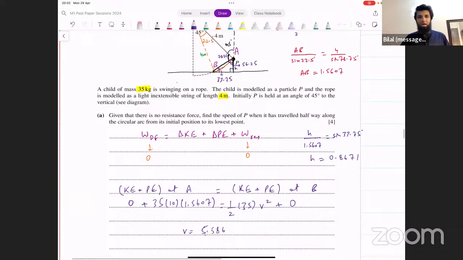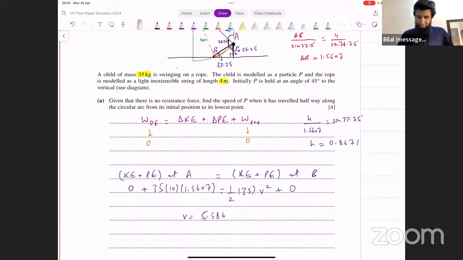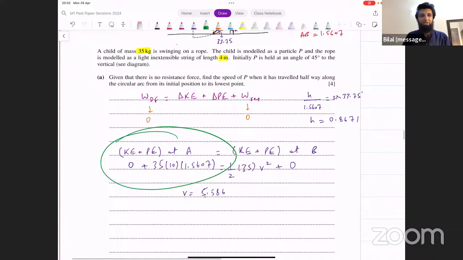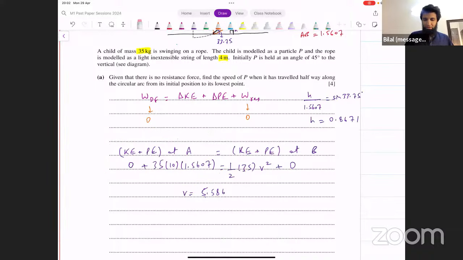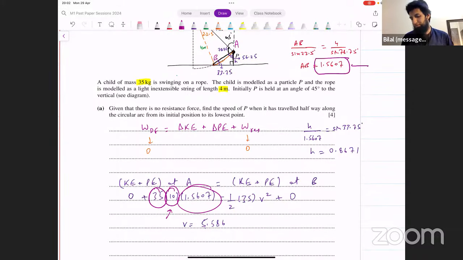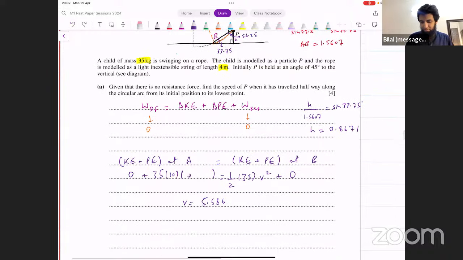Okay, I'm sorry about it. I input the wrong thing again. So we were doing kinetic energy plus potential energy at the point A. Mass was 35, G was 10, and we had to input H here. And instead of H, I by mistake input this thing here, 1.5607. This should have been this H that we've calculated, that's 0.8671. That's the value that we should have input here.